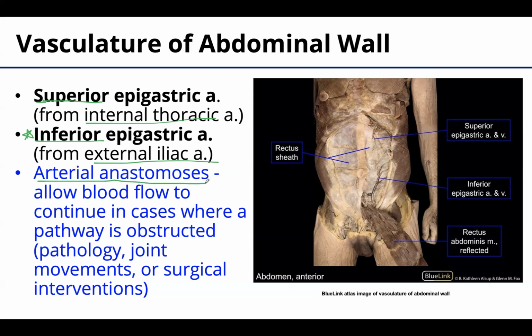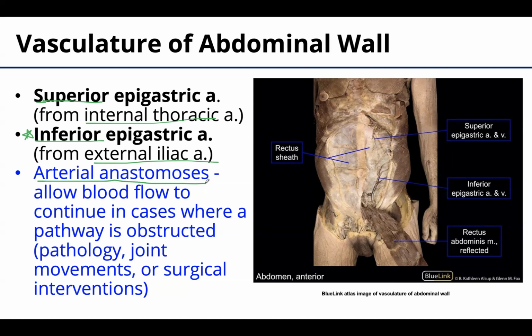So arterial anastomosis, or connections, communications between this vasculature. This anastomosis will allow blood flow to continue in cases where a pathway is obstructed. So say the superior epigastric artery is compressed. You will still have blood supplied to the abdominal wall because of the anastomoses between the superior and the inferior epigastric arteries. Now, that being said, it is rare for an anastomosis to handle long-term occlusion or compression of an artery, but enough to slow down issues that can come with little to no blood supply to an area in the short term.